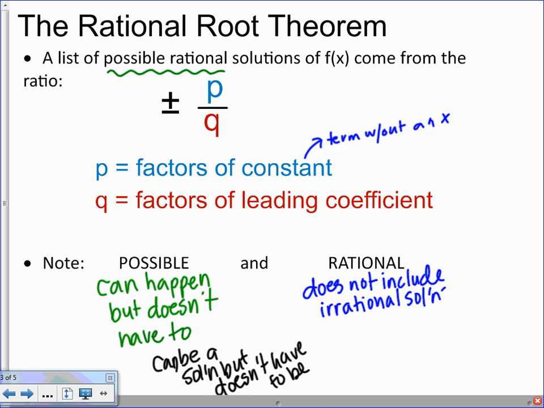An example of an irrational solution could be something like the square root of 2. I mean, the square root of 2 could be a solution to a polynomial. We could plug that in for x and make the polynomial equal 0. But that's not going to show up on our list of possible rational solutions because it's irrational. And so that number gets left off.